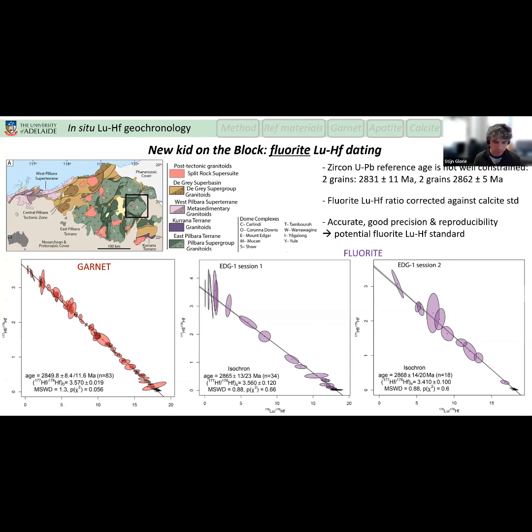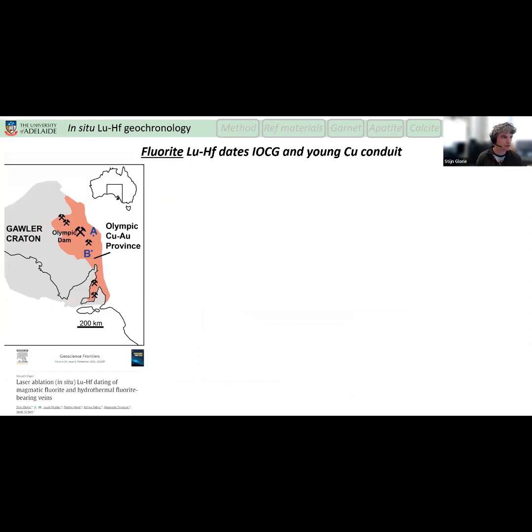That was good. We then applied it again to a study area where fluorites might be quite powerful to date mineralization. So we're back in South Australia, got a craton, and we're going to look at two places, place A and B on the map here. Place A is Torrens Dam prospects in the IOCG system, so in the Olympic province. And then place B is actually fluorites in the cover sequence, and see if they give the same or different ages.